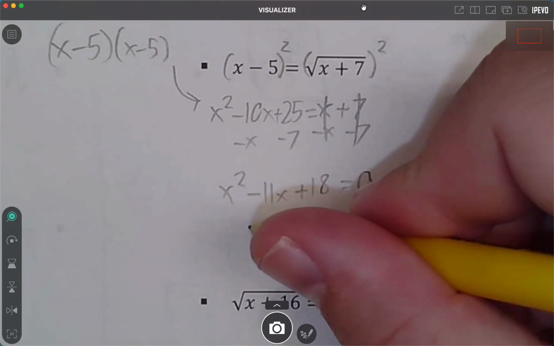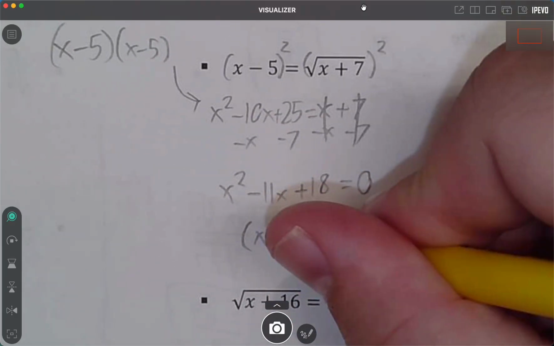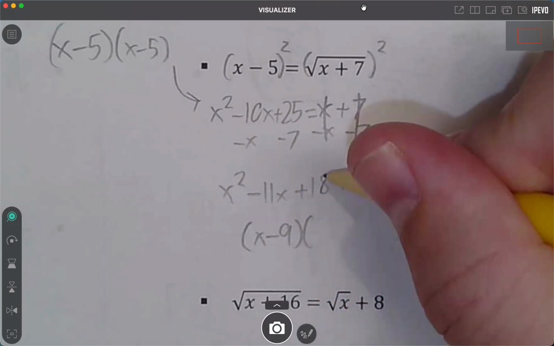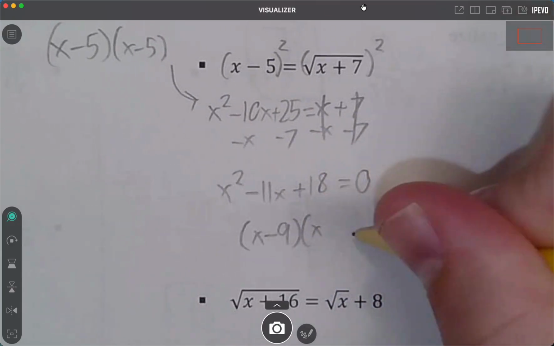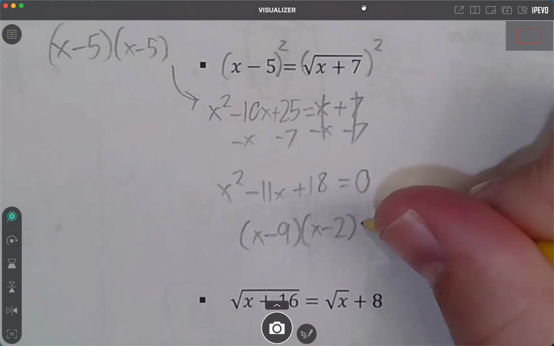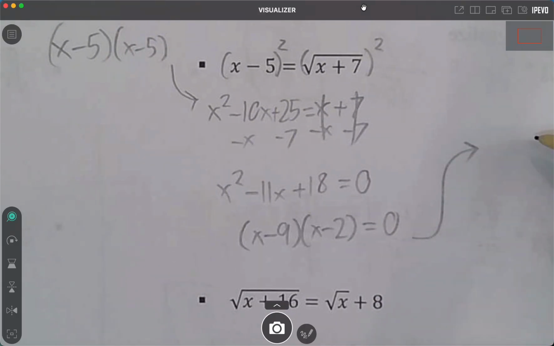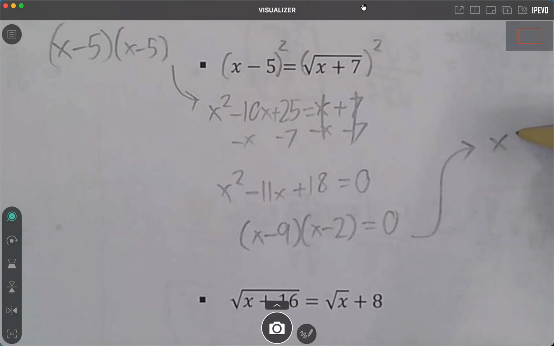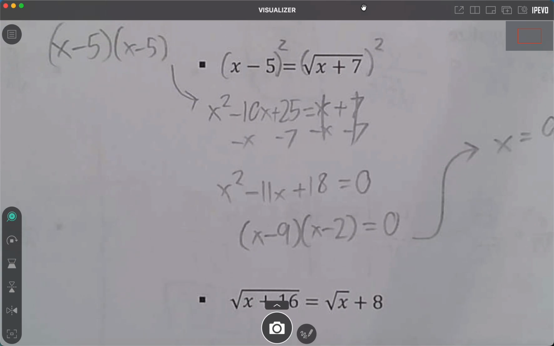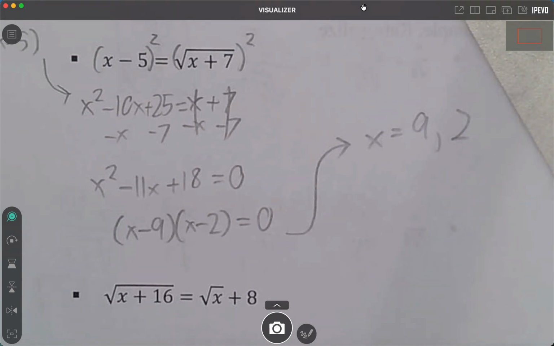From there, I need to factor, which again we're going to do quick because that should be review. The factors of 18 that add to 11 are 9 and 2. They'll both need to be negative to get you that negative 11 in the middle. But then, of course, you need to solve each of those, and some of those are simple and we can kind of quickly go through them, but you'll end up getting 9 and 2.